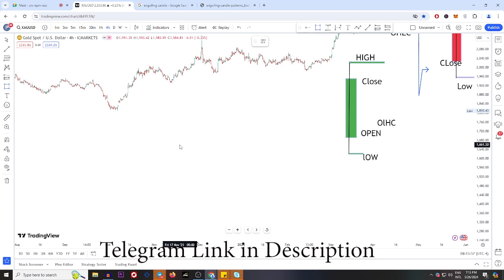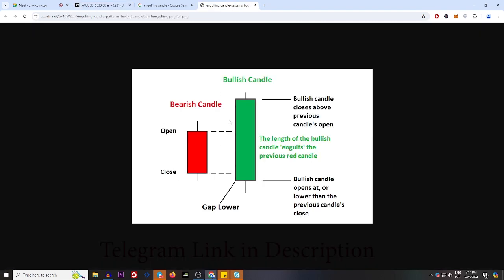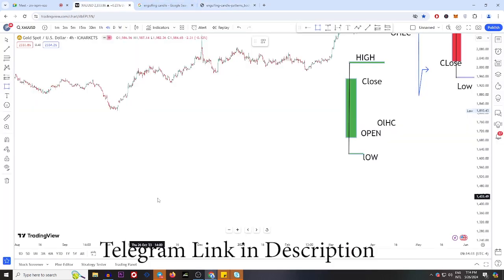Okay. Now we are going to do something else. Which one do you want to see first, bullish or bearish? Bullish. Okay. So what is the bullish?